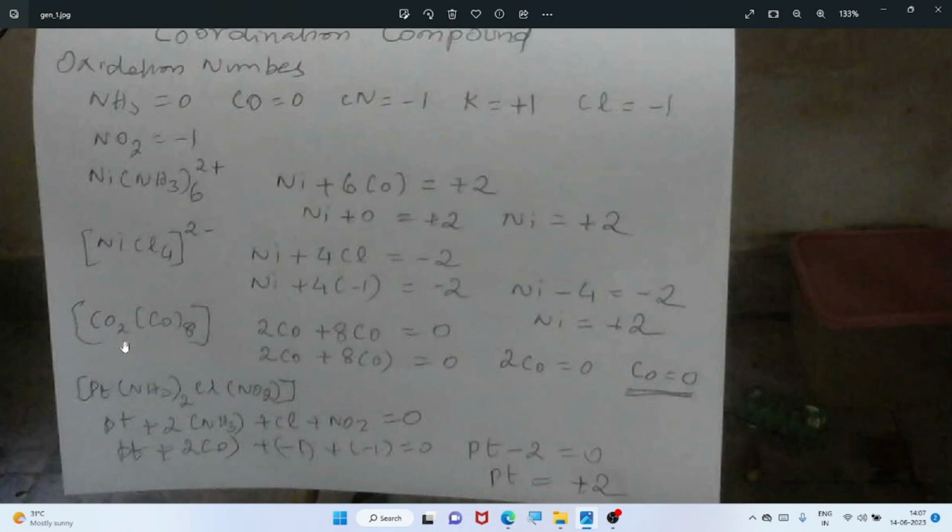Similarly, here with the CO compound, CO is 0, a neutral ligand, so the oxidation state there is 0. For the platinum compound, NH3 is 0, here Cl is -1, and this also is -1. Substituting, you will get +2 as the oxidation state of this platinum. Okay.